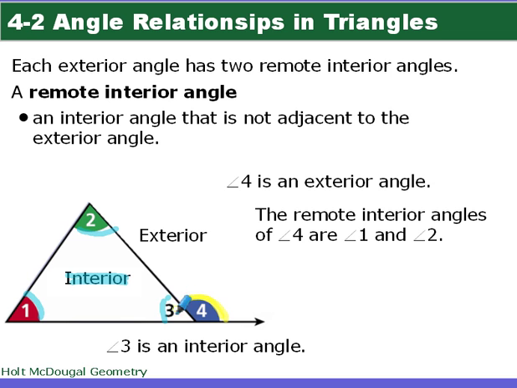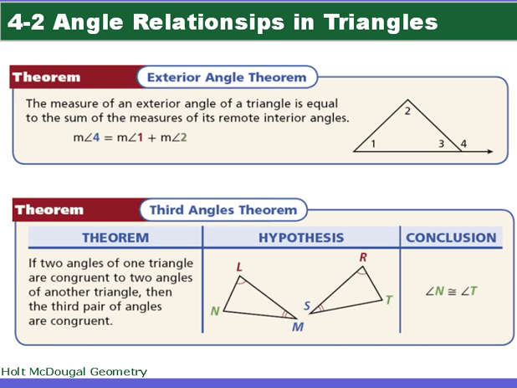Remote means they're not adjacent, they're not next to each other. So for angle 4, the remote interior angles are inside the triangle, and they don't touch angle 4, they're not adjacent to it. Angles 1 and 2 are the 2 remote interior angles to that angle 4. Here are 2 theorems.